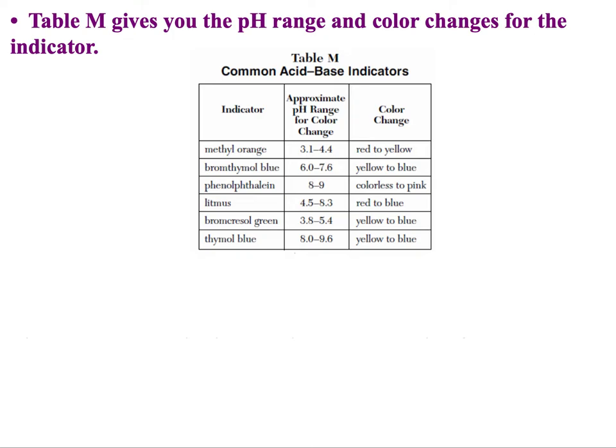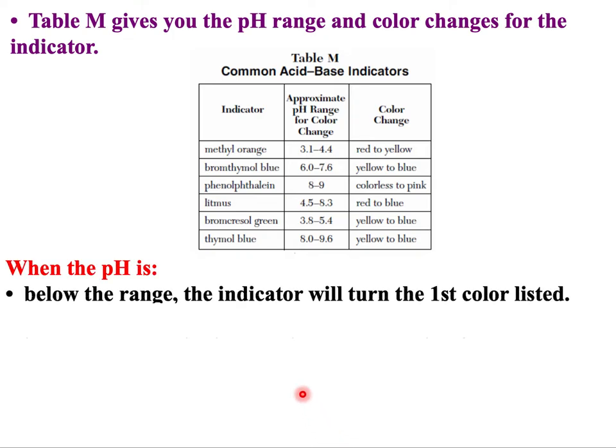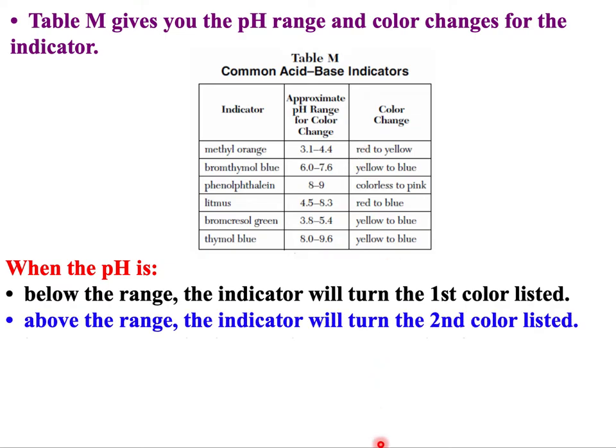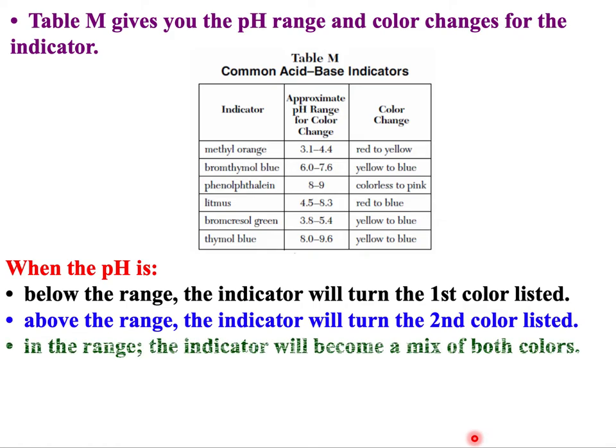If we had to write this down, when the pH is below the range, the indicator is the first color listed. Methyl orange, if you're below that 3.1, you're this red color. If you are above the range, it will be the second color. Again, if you're above 4.4, you're yellow. If you're above 7.6 for bromothymol blue, you're blue. If you're above 9 for phenolphthalein, you're pink. And in the range, you're a mix of both of these colors.